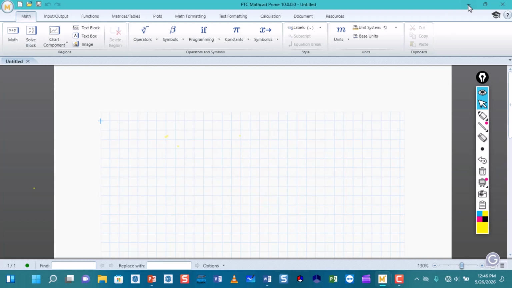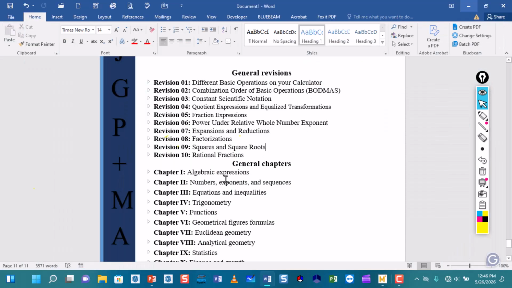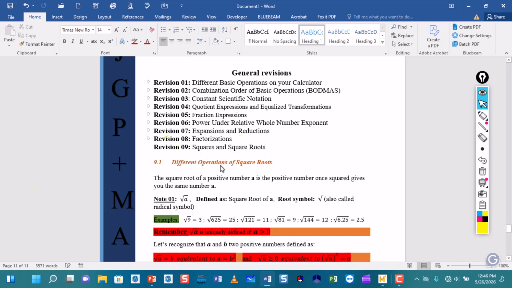Yes. For today, we're going to stop here. So just remember, the next lesson will be based on square roots. So this is going to be our next lesson.